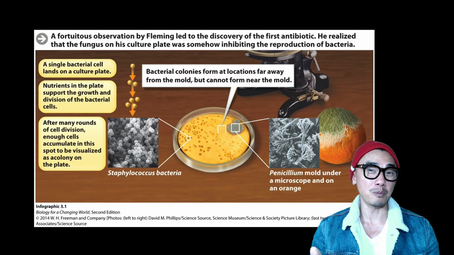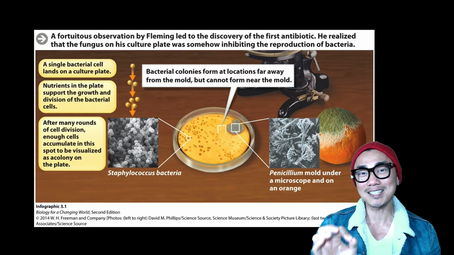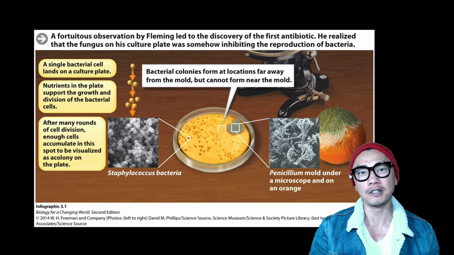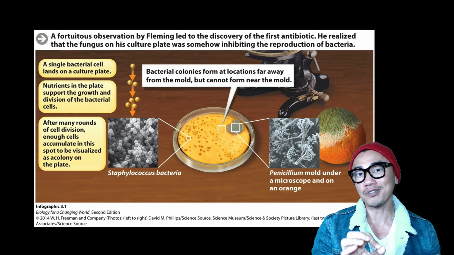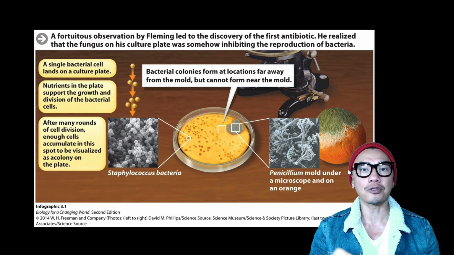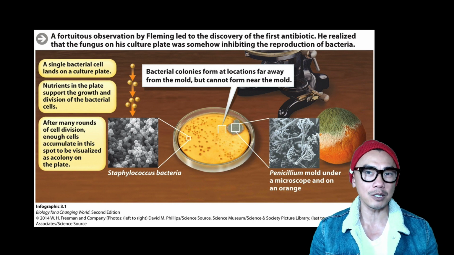This infographic from the book shows what led to Alexander Fleming's discovery of penicillin. The fungus, specifically a mold, inhibited the growth of bacteria around it on a petri dish.